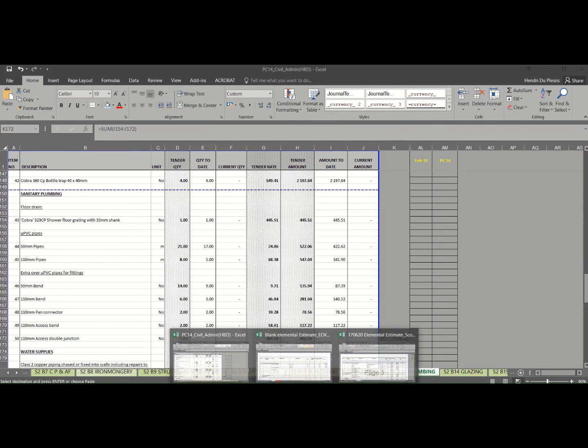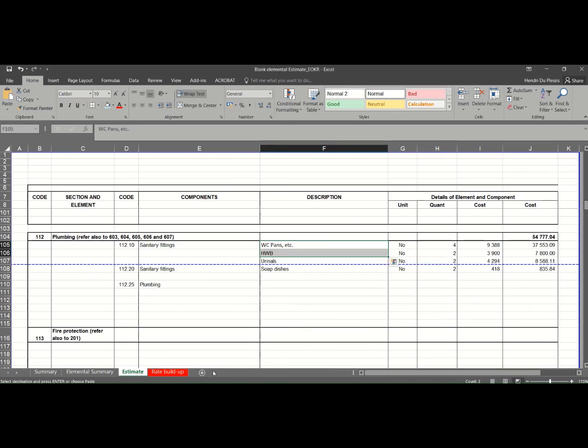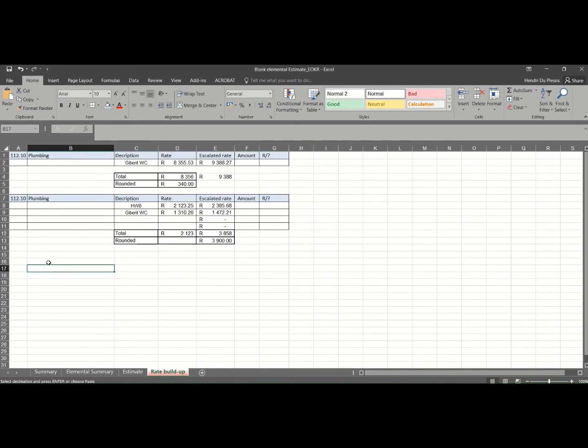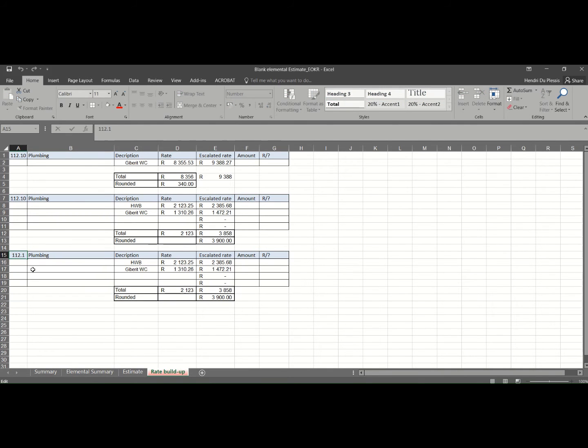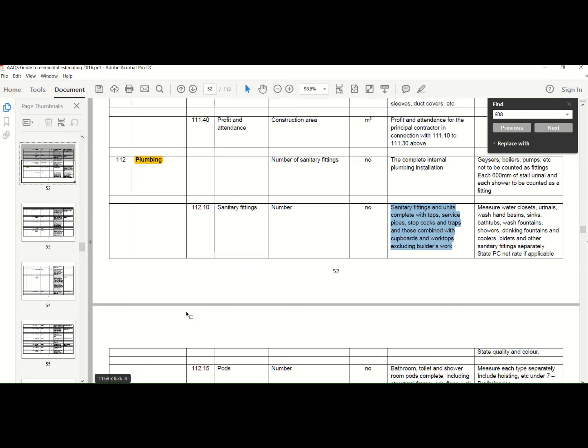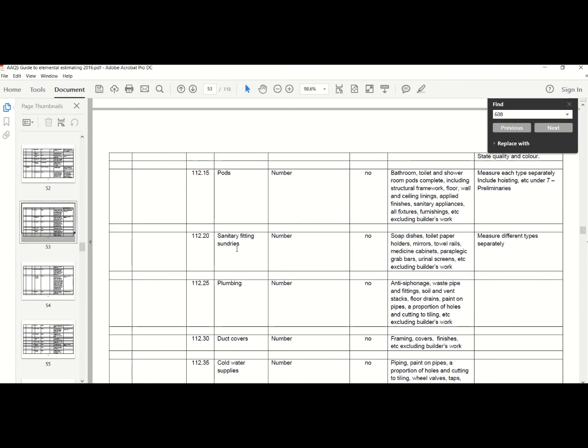So what you would do is you take your rate, take it to your estimation, and you would create a, okay, I'll do that now. Let's just create our new rate build-up, and this is for 25, and it's for plumbing, and it is for our soil. Our description would be sanitary or sundry sanitary fittings.